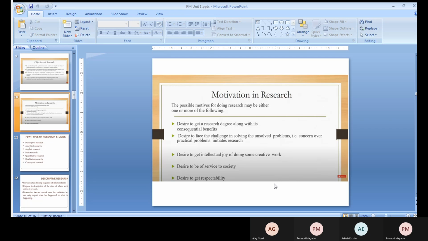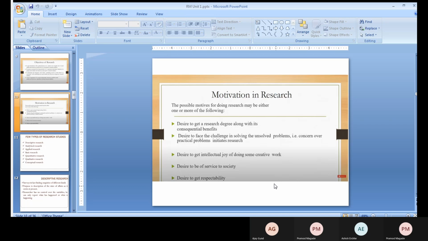It is not like I have to go for the election, I have to do political things, I have to do some social things, I have to go among the public. No, research itself sends the message to other people that this kind of work has been done and you can utilize it for the sake of your safety and your comfortable life. So likewise, the desire to get respectability. These are a few kinds of motivation in research.